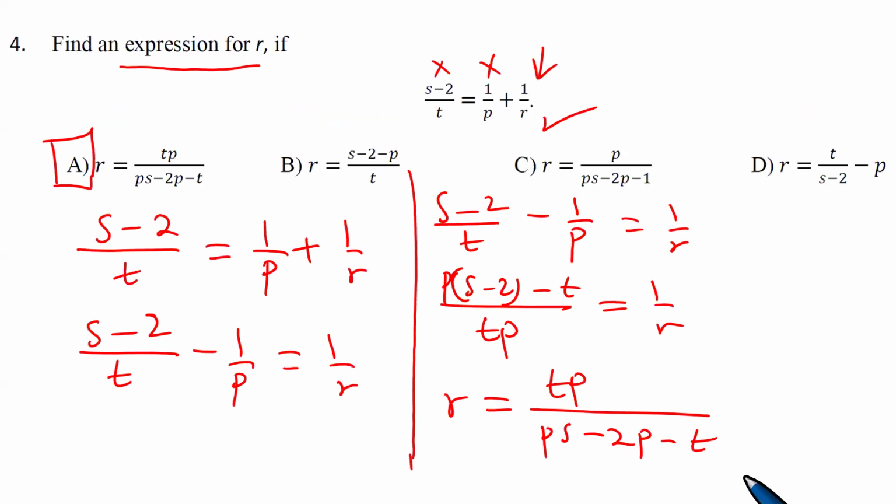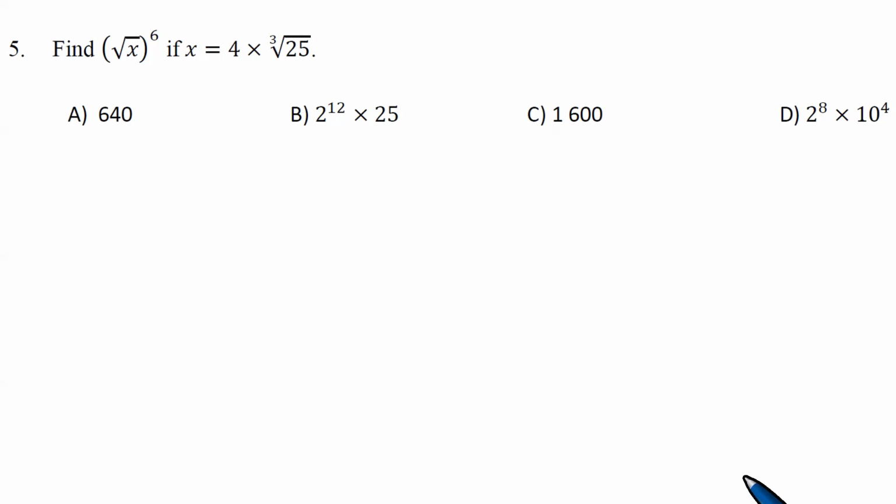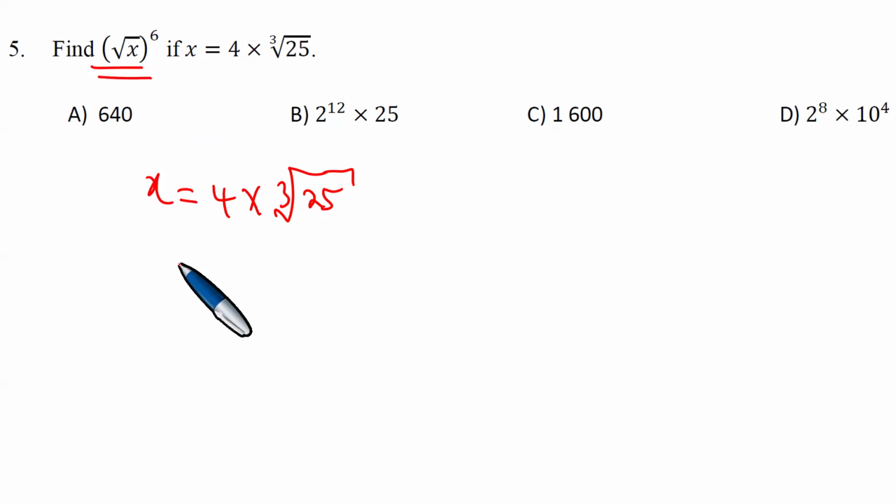Okay, now we're looking at question 5. All right, now find the square root of x all to the power 6. Because we have that x is 4 times the cube root of 25. We need to find this. Very often we need to simplify things, but here we need to complicate things. And to complicate things, we proceed as follows. We continue as follows to attempt to complicate things.